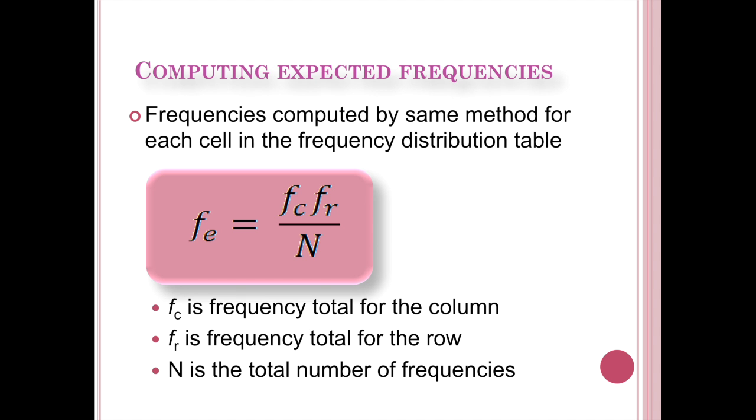Okay. The frequency is computed by the same method for each cell. Okay, so the frequency for each cell has to be the frequency in the columns times the frequency in the rows divided by n, capital N. It's like our big number for everybody in our sample. I think it was like 150 or something like that. So again, FC is the frequency for the total in that column, and FR is the frequency for the total in that row. N, big N, is the total number of frequencies in the entire study.